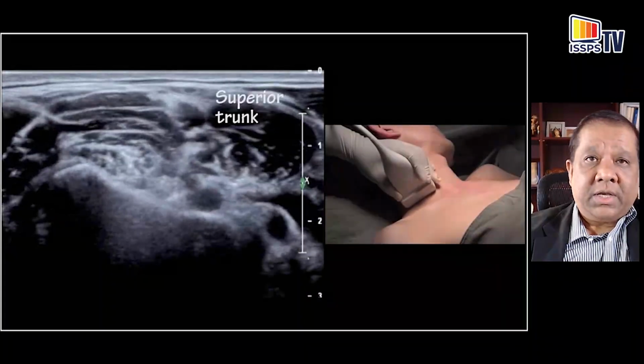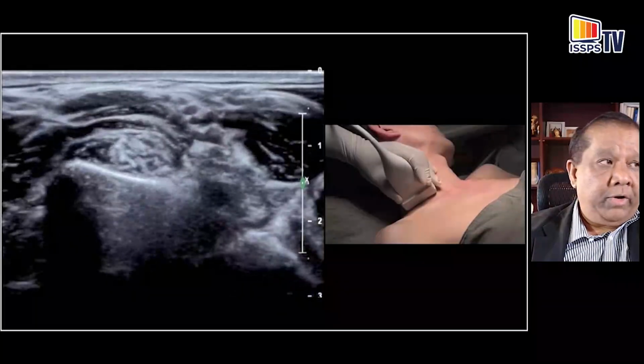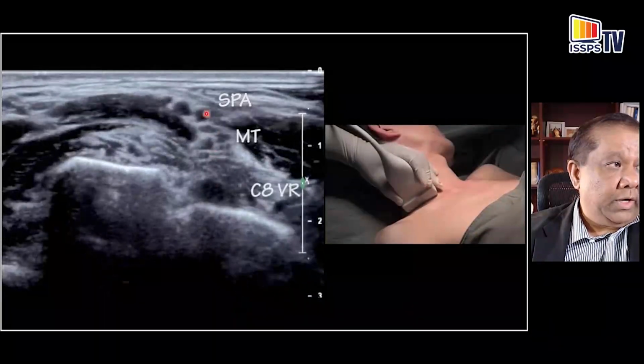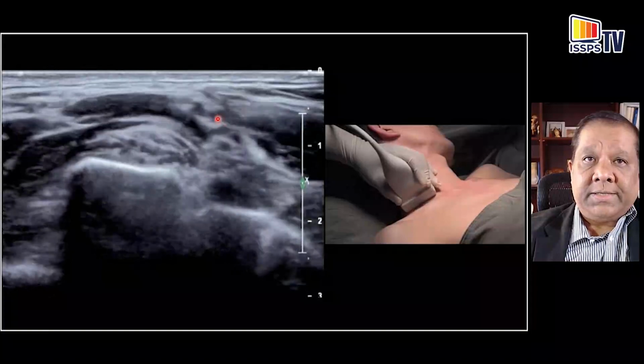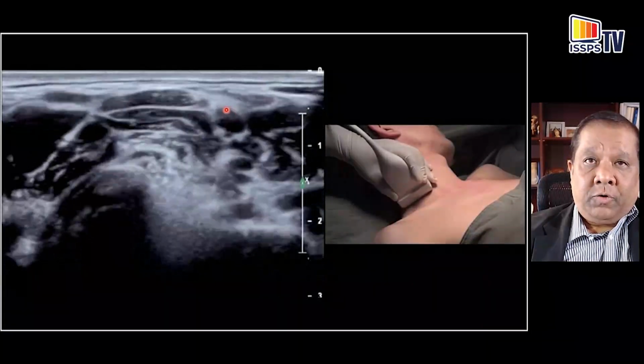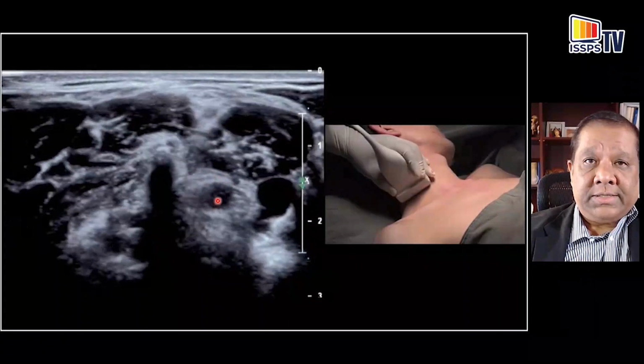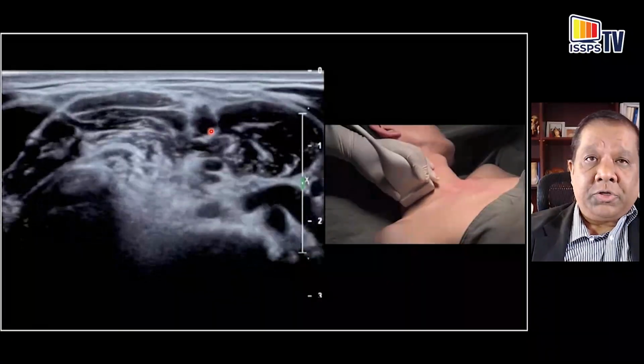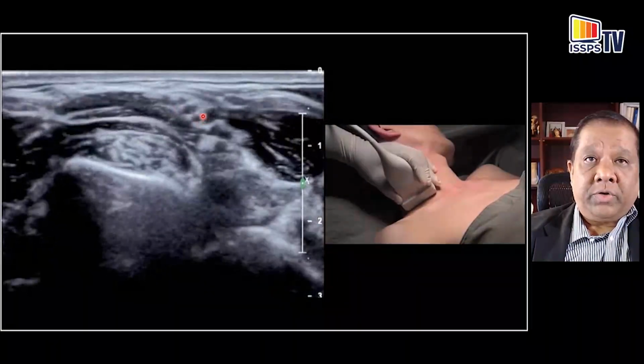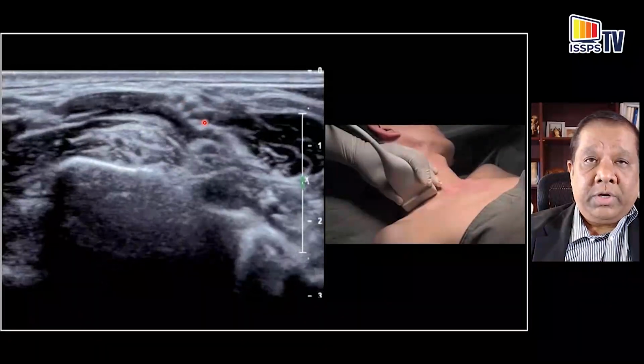The C5 and C6 fuse to form the superior trunk, which is more clearly visible here. You can see the C5 and C6 fuse to form the superior trunk. The middle trunk continues as the C7. And if you focus your attention now only on the superior trunk, you will see it forms three divisions here.